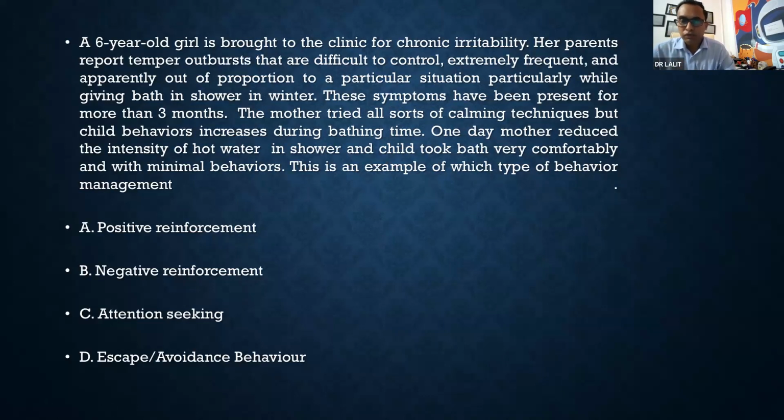So it's a typical scenario. One day, the mother reduced the intensity of the hot water in the shower, and the child took the bath very comfortably with minimal behavior. So this is an example of which type of behavior management? The options are very clear-cut: positive reinforcement, negative reinforcement, attention seeking, or escape or avoidance behavior.